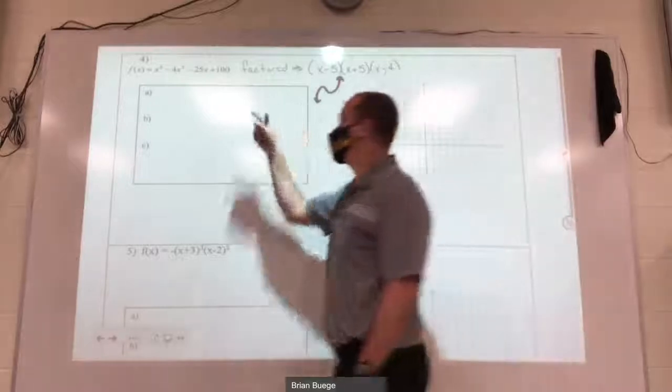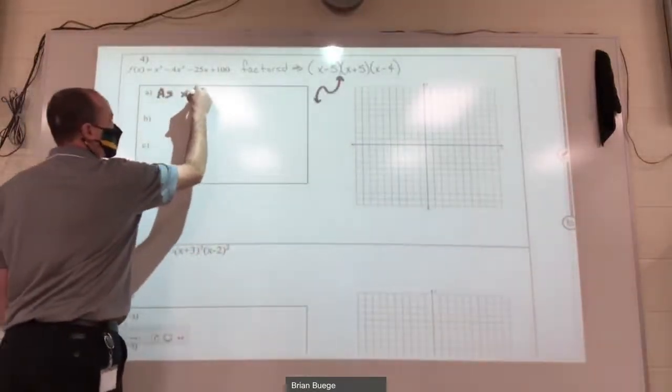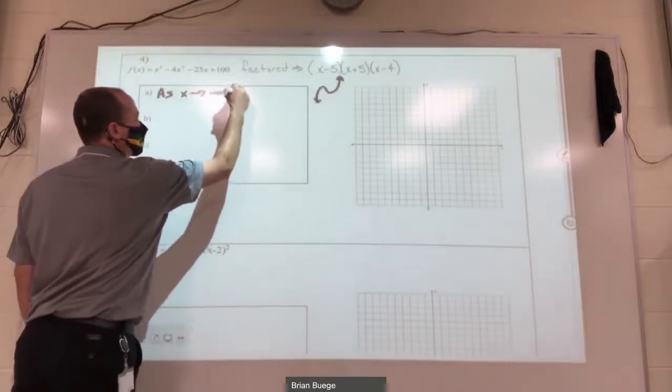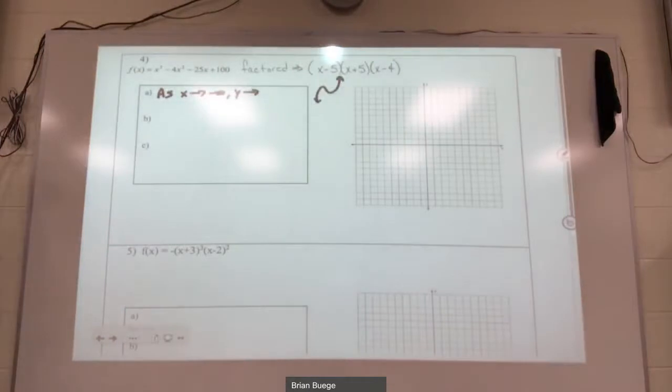With that being said, let's put the end behavior in here. Let's go as x goes to negative infinity. That means, where does y start? X is going to negative infinity. That's the start of the graph. Positive or negative infinity? What do you think? Kyle, what do you think? Positive or negative infinity? Where are we starting in this graph?